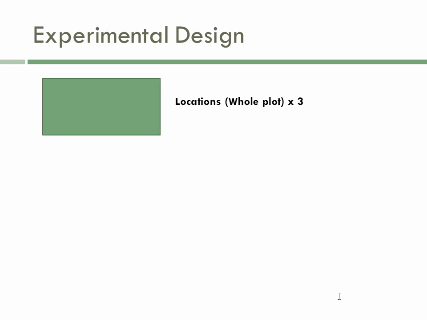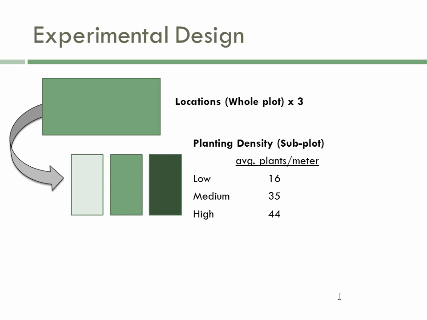So I used a split plot design. I had 3 locations at the whole plot level. These were then subdivided into 3 planting densities, low, medium, and high, which on average were about 16, 35, and 44 plants per meter. And there were 3 reps of this at each location.